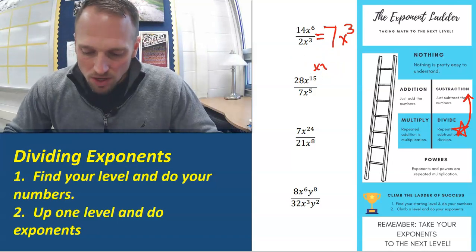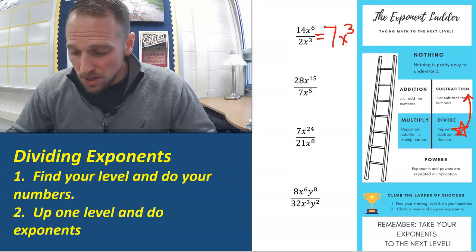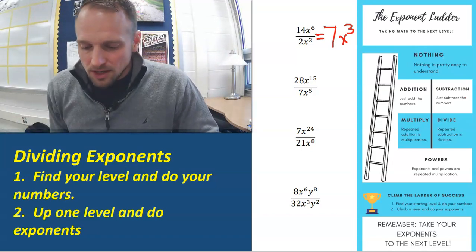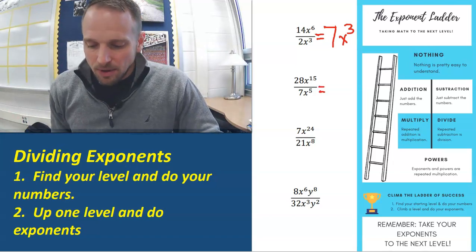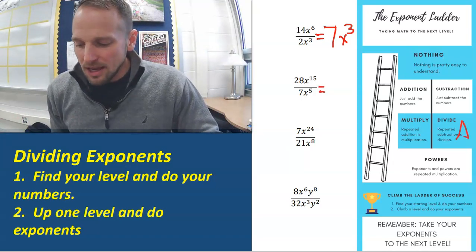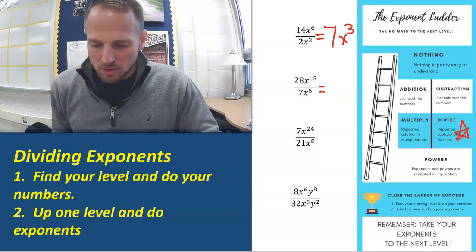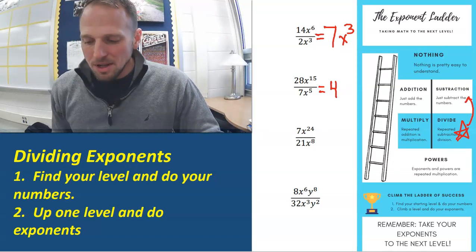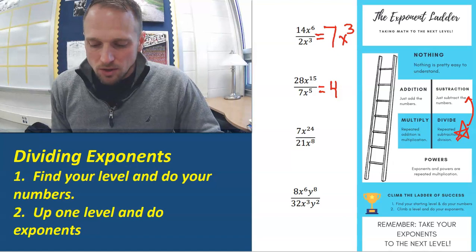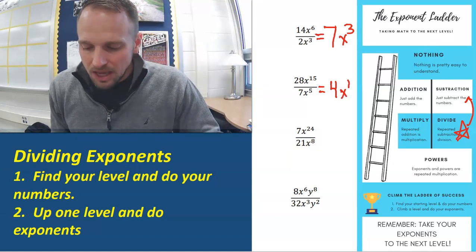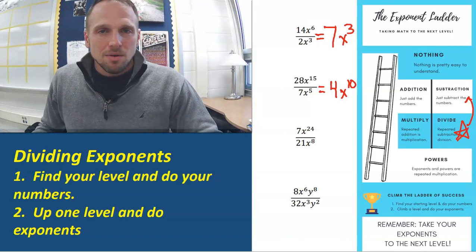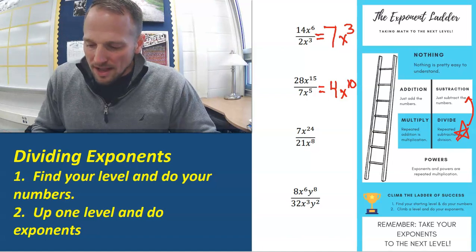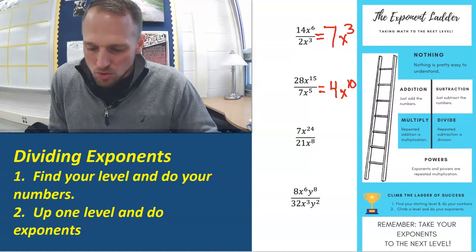And with all of these, we can expand all of these and it'll really make sense, or we can just kind of use the ladder and use our rules and see what happens. So the next one, 28x to the 15th divided by 7x to the 5th. So again, it's a division problem. Let's do our numbers. 28 divided by 7 is going to be 4. Now we need to climb a level and subtract. So subtract those exponents. 15 minus 5 is going to be x to the 10th. Right? I feel like I'm going super fast, but as long as we're using our ladders and our levels, I don't think this is going to be too hard.